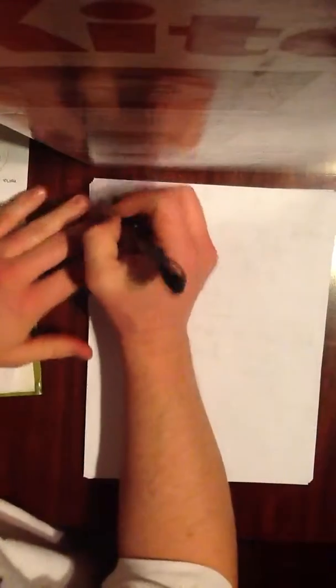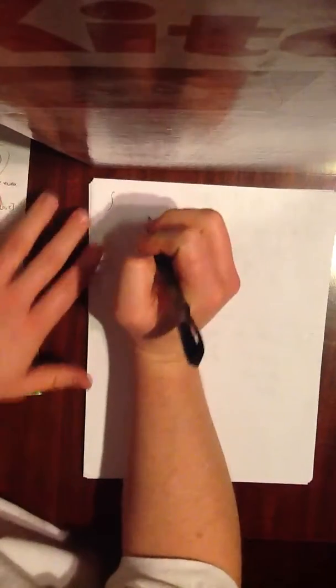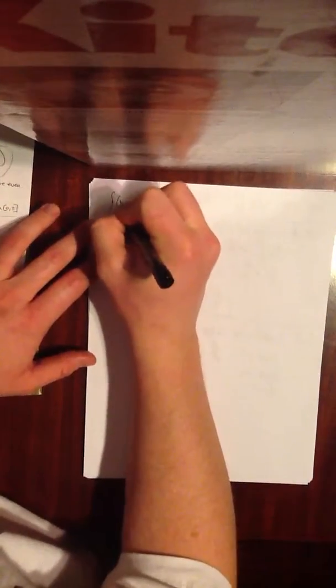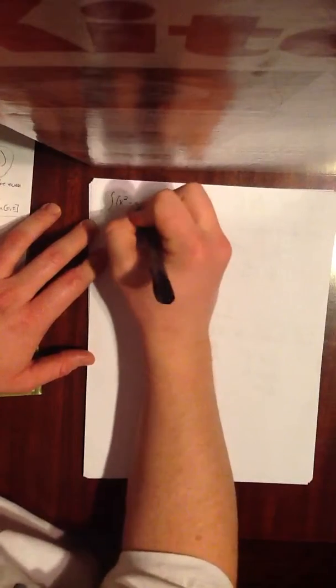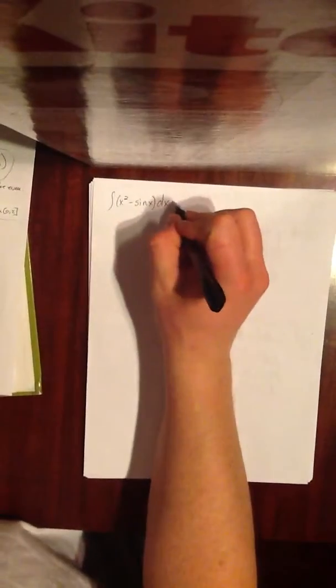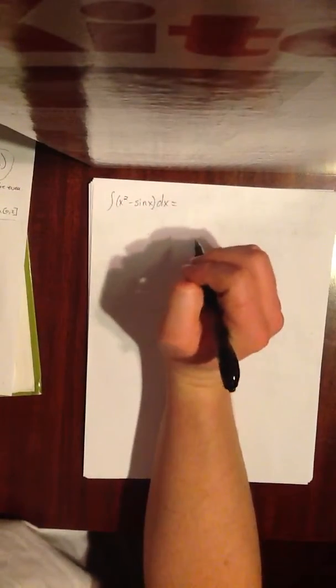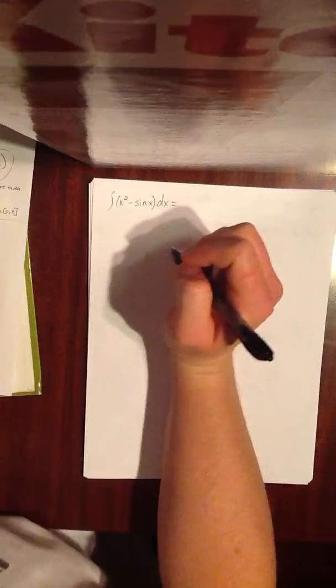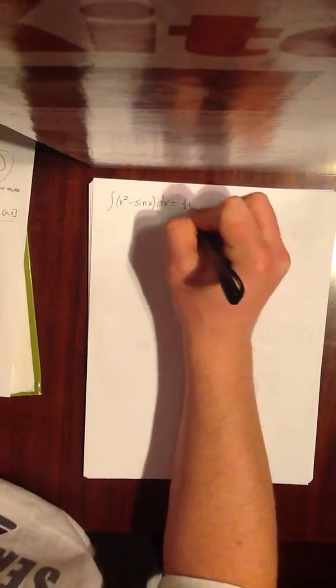So, if we want to find the indefinite integral of x squared minus the sine of x dx, like I said, basically it just means antiderivative. So to do that, the antiderivative of x squared, that's the same one we just did, so that'd be 1/3 x to the third.